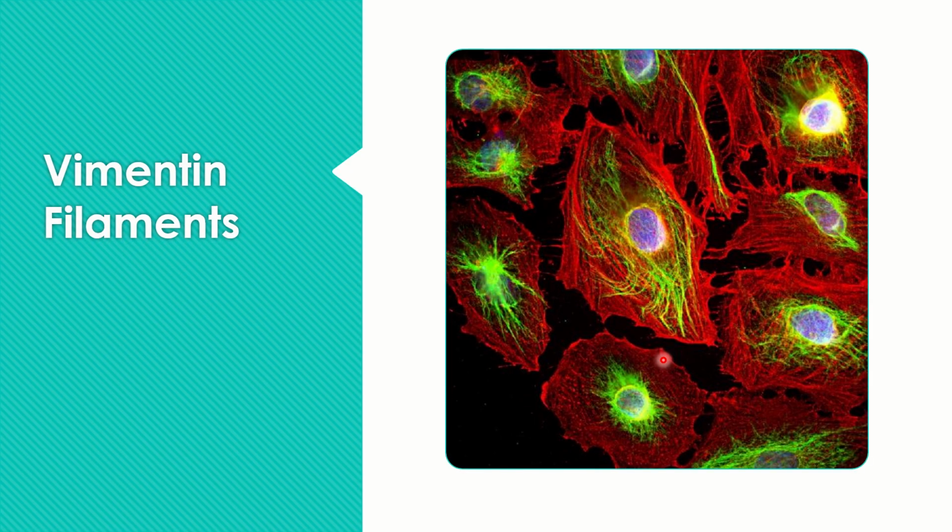Now look at the image. It is a special histochemical image. The yellowish green appearance of the fibers represents the vimentin filaments. Here is a nucleus and this whole is the mesenchymal cell, and the yellowish green appearance is the vimentin filament.